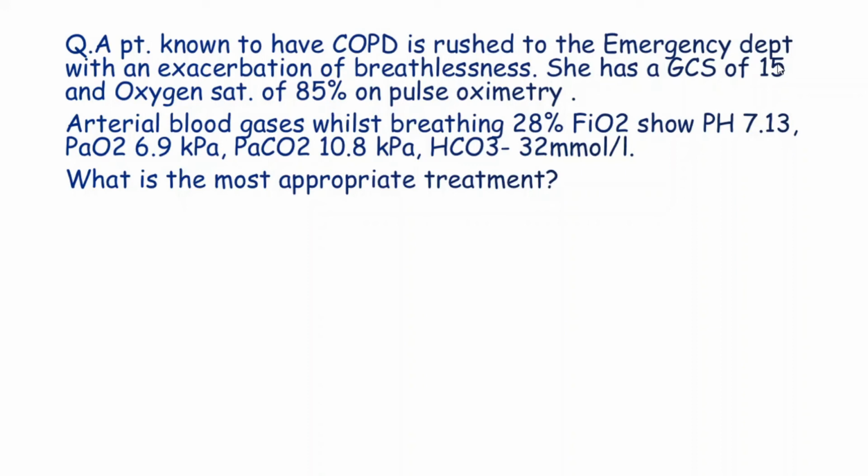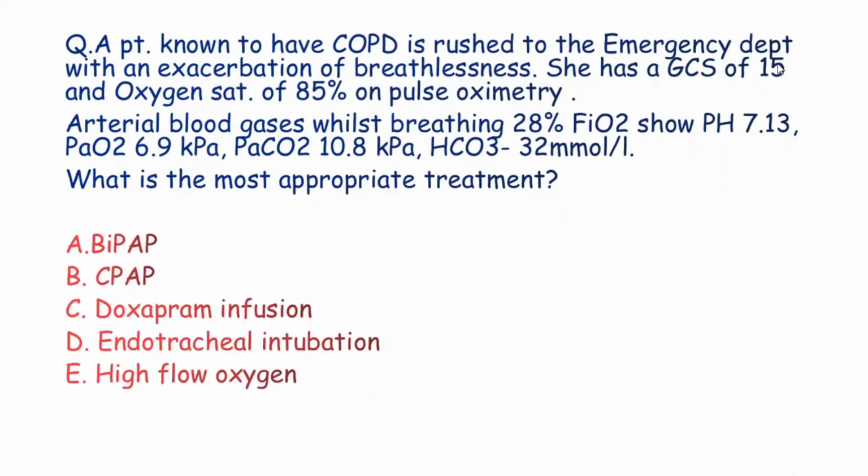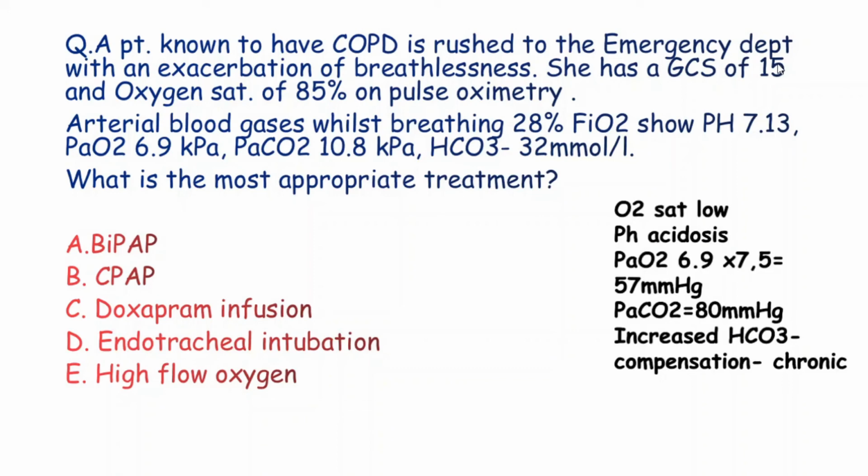What is the most appropriate treatment? Let's see the options. BiPAP, CPAP, doxapram infusion, endotracheal intubation, high flow oxygen. So first evaluate the patient based on the factors given in the question. GCS of 15 is okay. Oxygen saturation at 85% is low, but it is important to know that some of these patients may have chronically low saturation. But pH, in spite of giving oxygen, shows severe acidosis at 7.13.